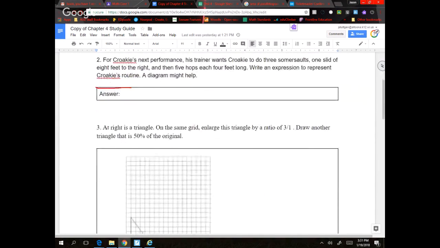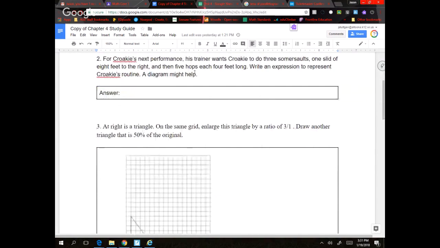Next one, Perky the Frog. You have to write an expression. Remember, an expression must have variables in it. X, Y, Z, something. A, B, doesn't matter what the variable is. In this case, he does 3 somersaults. So I know he does 3. I do not know how big these somersaults are. So I'm going to call the somersaults S. S for somersault. Okay? Then it says he does 1 slide 8 feet to the right. To the right I know is plus, so plus 8.